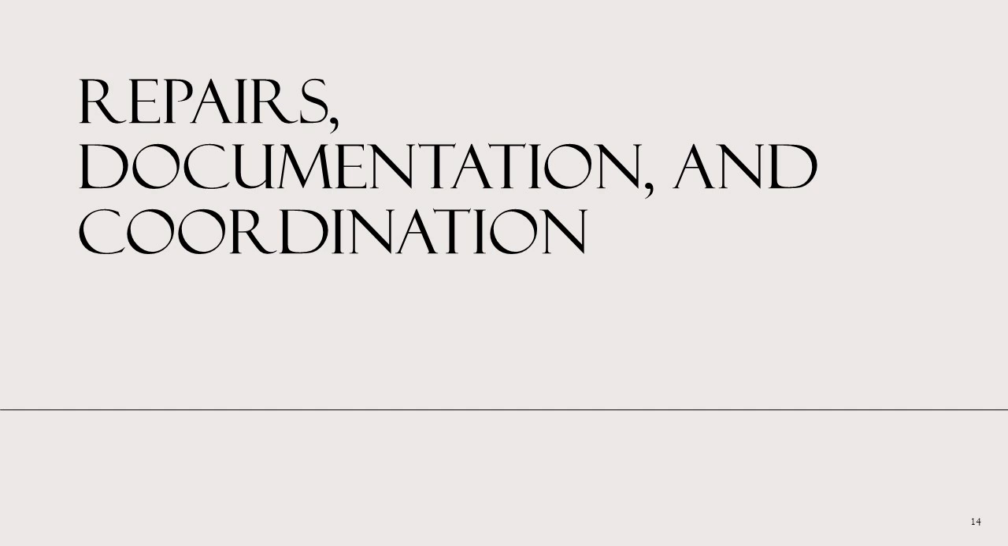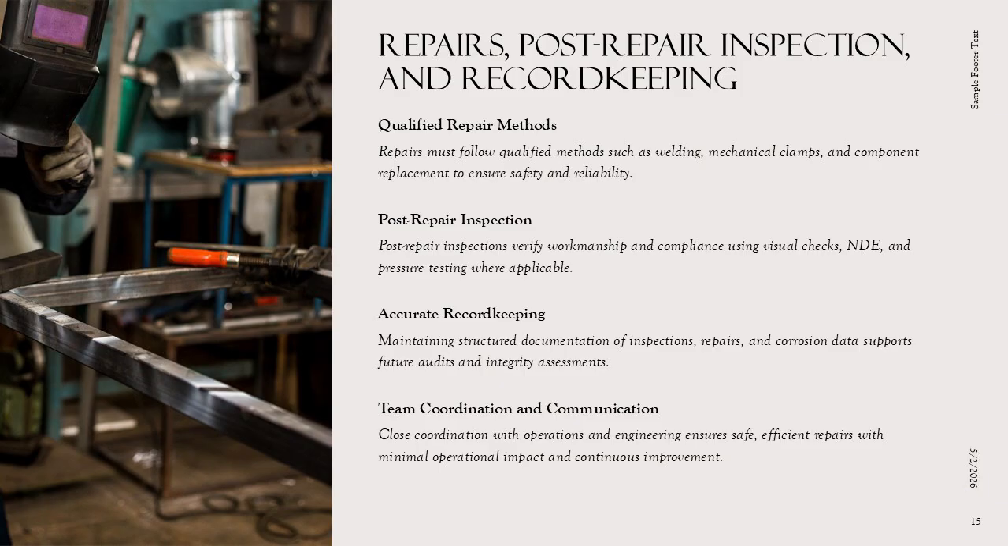Repairs, post-repair inspection, and record keeping. When inspection findings indicate unacceptable conditions, repairs or alterations may be required. API 570 defines requirements for both temporary and permanent repairs, including welding, mechanical clamps, and component replacement. Inspectors must ensure that repair methods are qualified, properly designed, and executed by competent personnel. Post-repair inspection is essential to verify workmanship and compliance with code requirements. This may include visual inspection, NDE, and pressure testing as applicable.